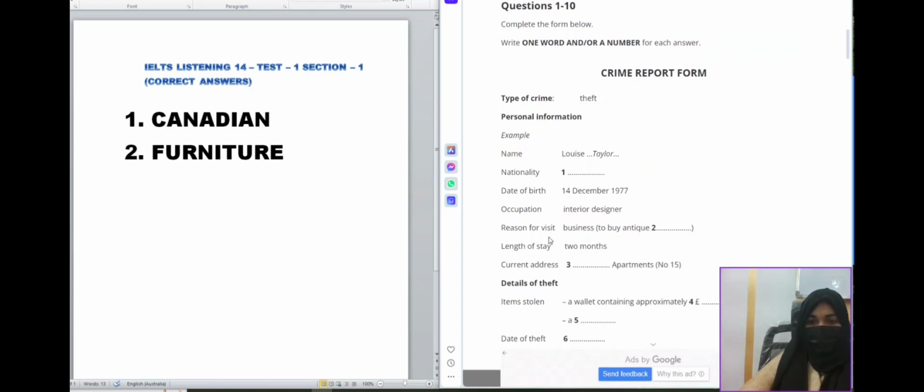Now look at question 3. Length of stay. She is staying in UK for 2 months and current address. Here may be the street name, apartment name. Name of the apartment, and number 15 is the flat number.